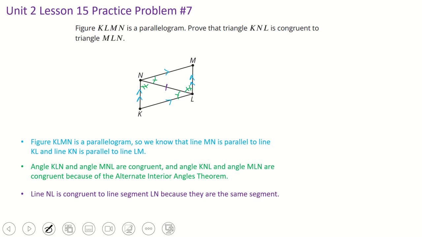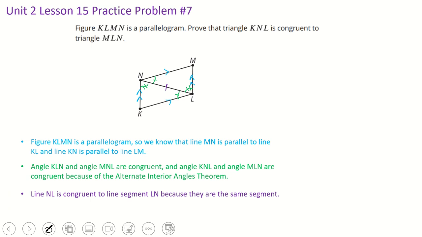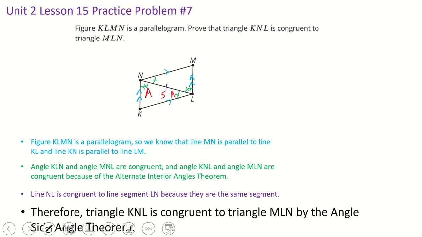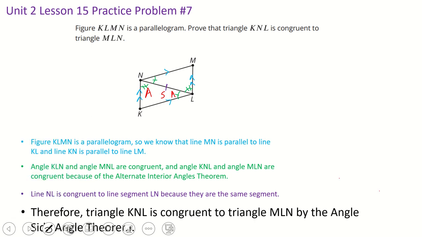Okay, once I have proved that, now I know that my two triangles are congruent because I now have my theorem, angle, side, angle. So how we would write that is we know that our two triangles are congruent because we use the angle, side, angle theorem.